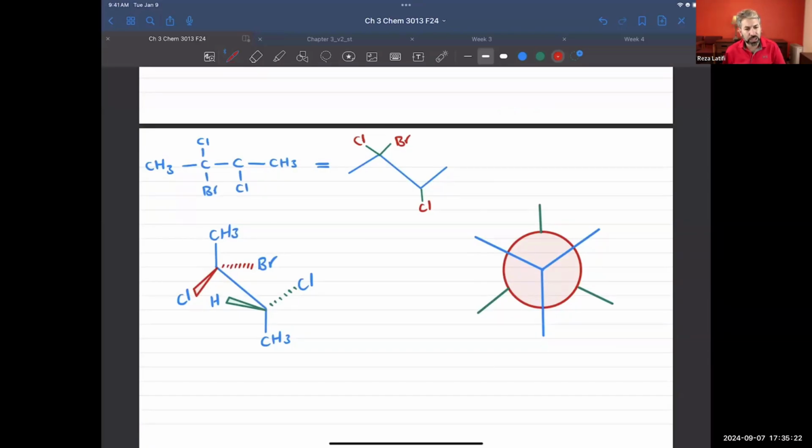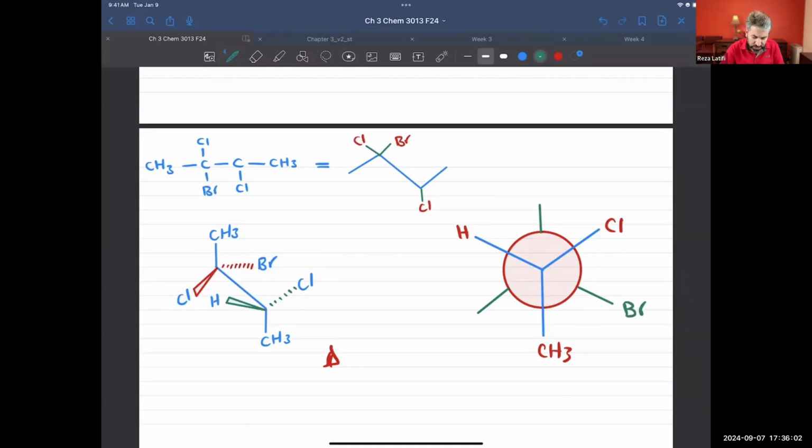So the front carbon, let's say we are looking from this direction. The front carbon has CH3 pointing down, a chlorine on the right side and hydrogen on the left hand. Where is the bromine? If I look at the bromine, it will show up between the chlorine and methyl. So bromine should be here, and I'm going to put the bromine there. Let me write in a different color. That's going to be a bromine.